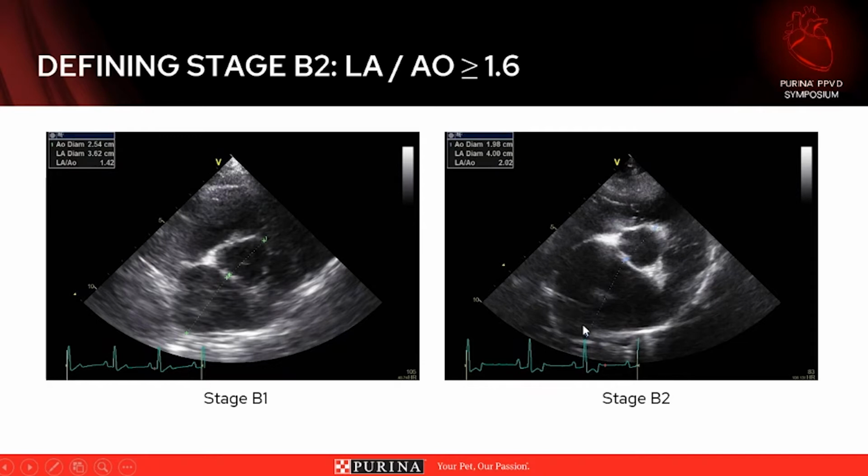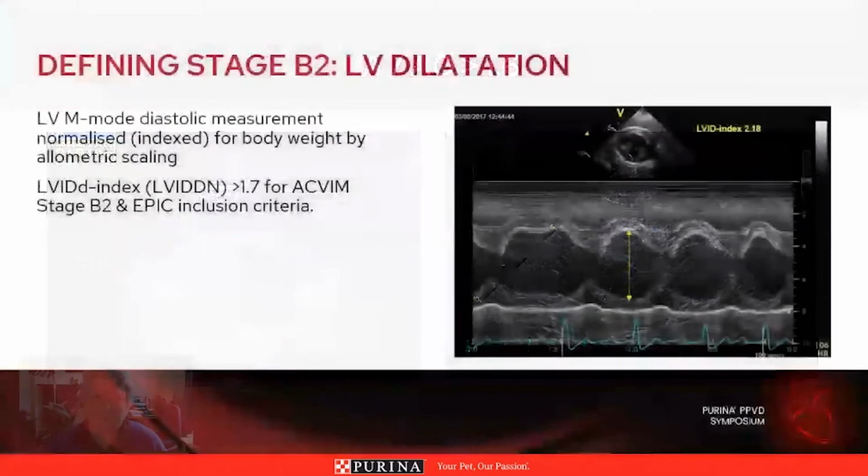So you can see, and this is an example of stage B1, our left atrial to aortic ratio is 1.42. And in stage B2, this is a more advanced one. You can see that the left atrium is more dilated with its atrial appendage, and our ratio in this dog is 2.02. So this one would clearly meet the B2, as long as it also had left ventricular dilation.